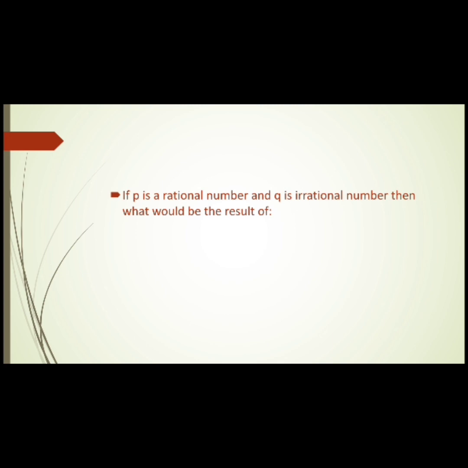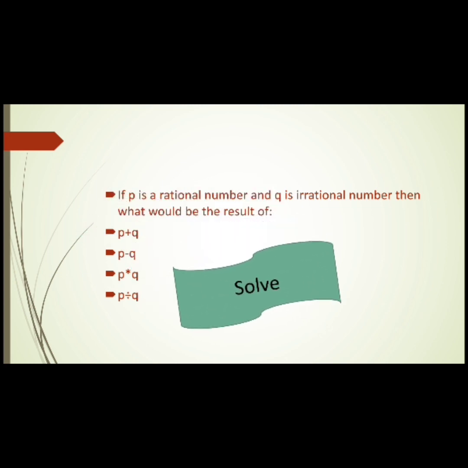Now you have to answer this. If you are given a number P, a rational number, and Q, an irrational number, then what would be the result of P plus Q? That means either P plus Q will be rational or irrational. You have to answer like this. Second, P minus Q, P into Q, P divided by Q. If P is rational and Q is irrational, what will be the result of all these? Will it be rational or irrational? You have to solve it in your notebook.